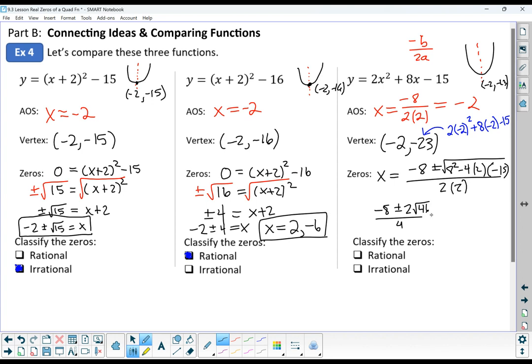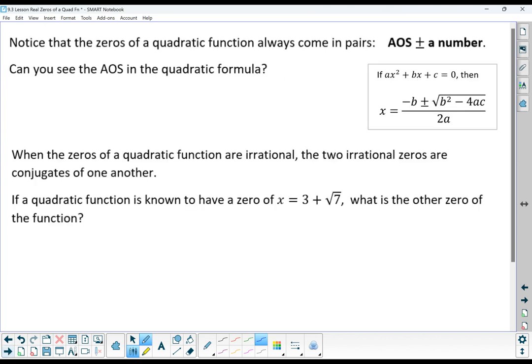Okay, and that's not really very simplifiable, but they are all even, so I can reduce a factor of 2. So our zeros are -4 plus or minus root 46 all over 2. So I've reduced a factor of 2 in each of those locations. Okay, so because that root 46 is there, that's an irrational number. So this function has irrational zeros. Okay, let's see what's next.